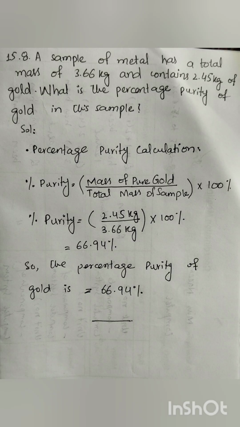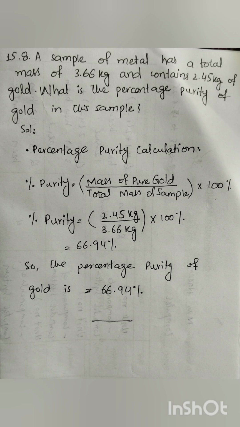A sample of metal has a total mass of 3.66 kg and contains 2.45 kg of gold. What is the percentage purity of gold in the sample? So let's see the solution. For finding the percentage purity, we will use the formula of percentage purity, which is percentage purity is equal to mass of pure gold divided by total mass of sample multiplied by 100.